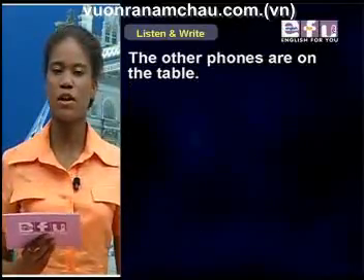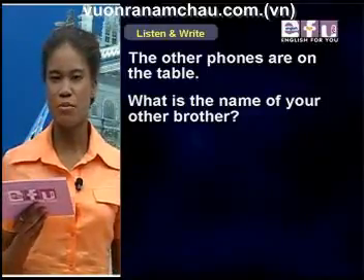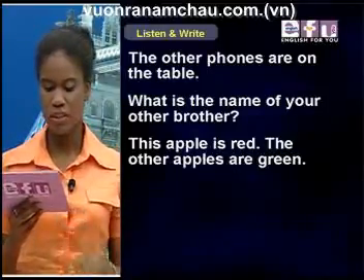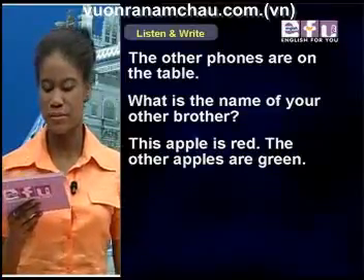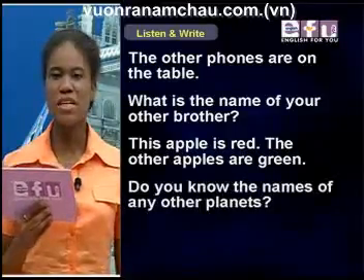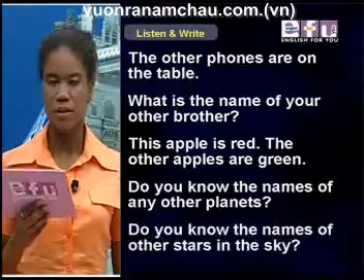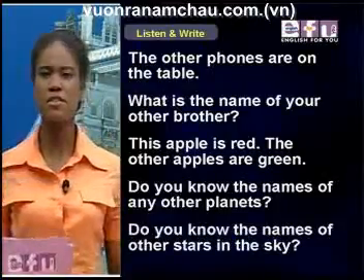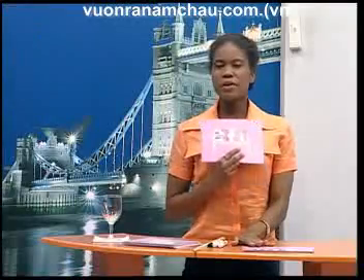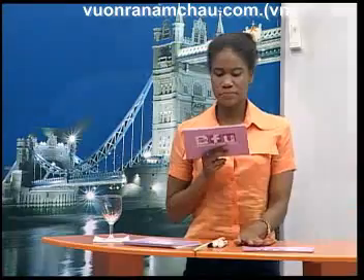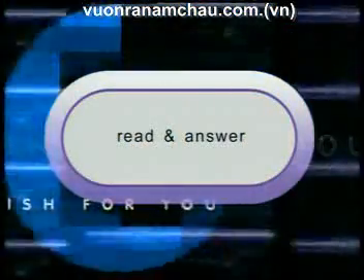The other phones are on the table. What is the name of your other brother? This apple is red. The other apples are green. Do you know the names of any other planets? Do you know the names of other stars in the sky? Now read the story and answer the questions about it. Read and answer.